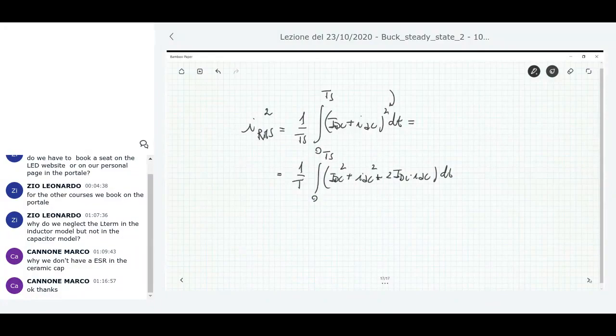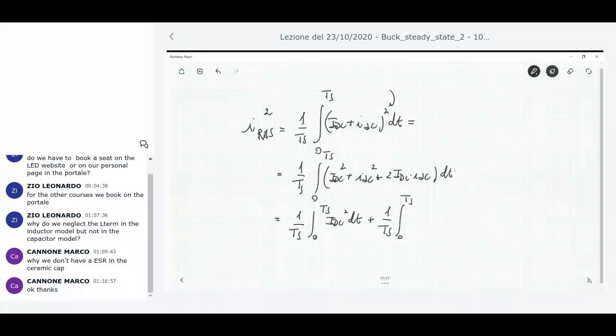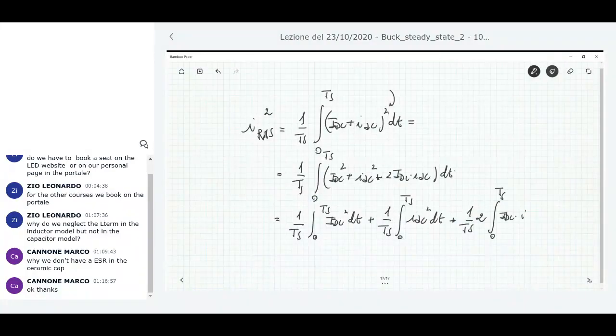Okay. So the first term is 1 over Ts integrated over Ts of IDC square, plus 1 over Ts integrated over Ts of the AC contribution, plus 1 over Ts of 2 times IDC multiplied by IAC integrated over Ts. So I separated the integral of the sum into the sum of integrals because it is linear.